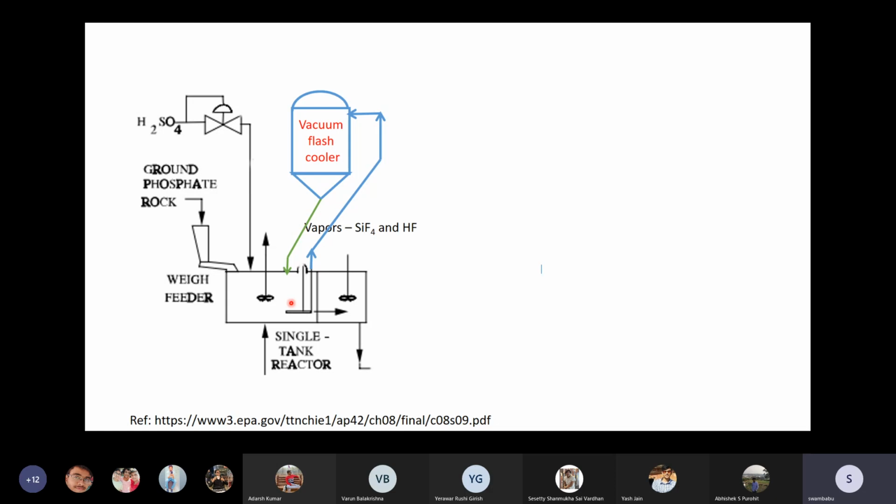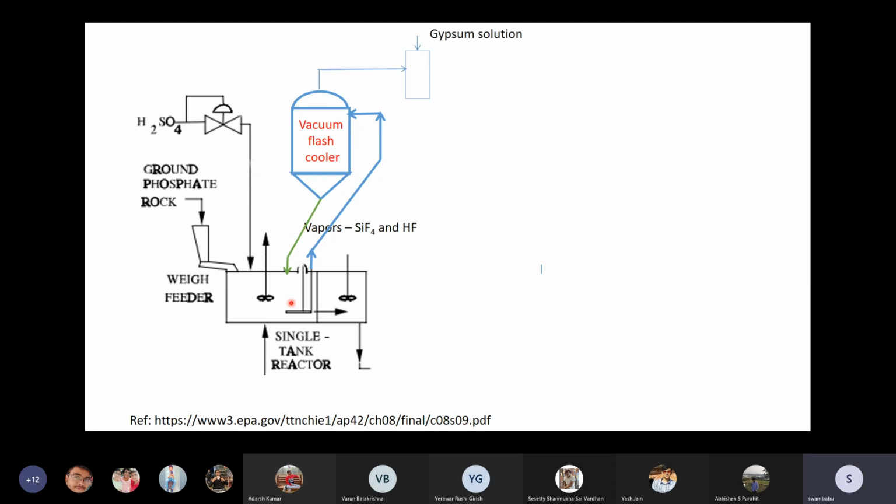Why are we introducing it to the reactor? These SiF4 or HF tend to mix with gypsum as a byproduct which is formed, which I showed in the previous reaction, CaSO4·2H2O, and stay along with the gypsum, so that they remain as a solid product for a longer time.